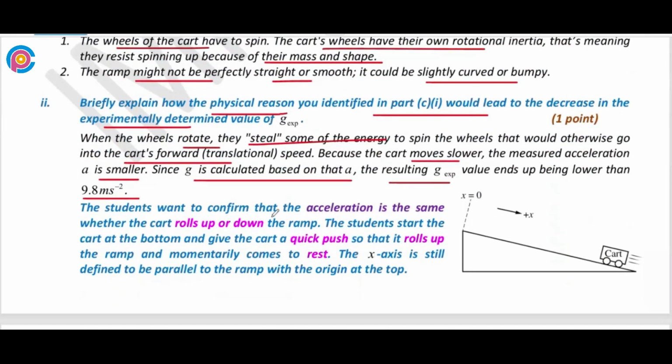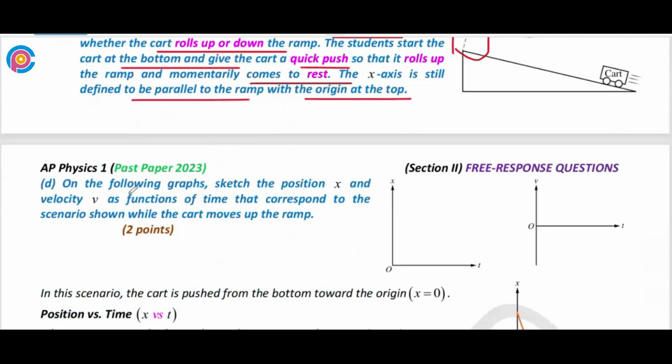Now, the student wants to confirm that the acceleration is the same whether the cart rolls up or rolls down the ramp. The student starts the cart from the bottom and gives it a quick push so that it rolls up the ramp and momentarily comes to rest. When it is at the top, the x-axis is still defined parallel to the ramp, with the origin at the top of the axis. Now, on the following graph, sketch the position and velocity as a function of time that correspond to the scenario shown while the cart moves up the ramp.